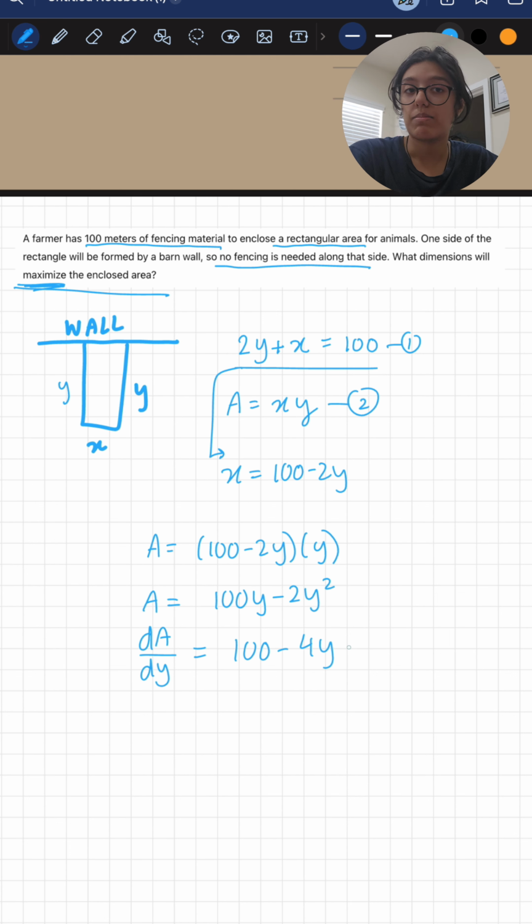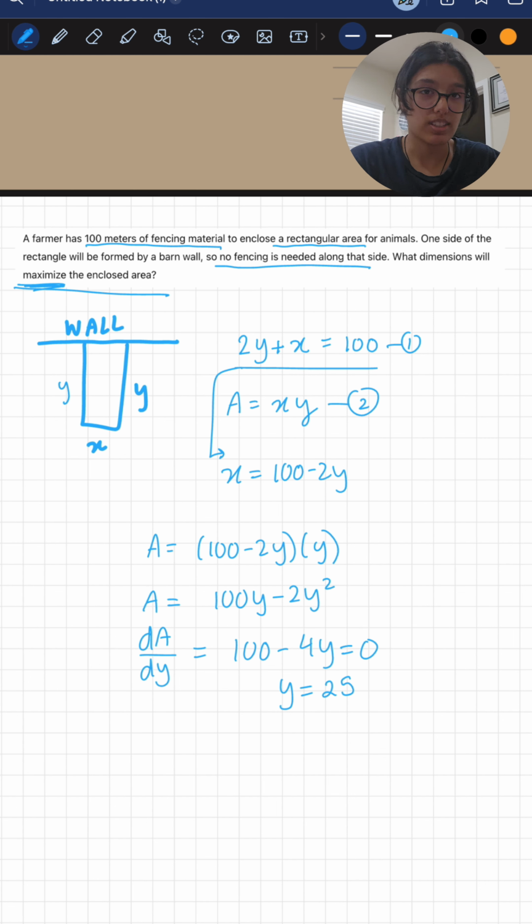In order to find the maximum value, we have to find the critical points first. We can only do that by setting the first derivative equal to 0. So we set that equal to 0, and we find y is equal to 25. We don't know if this is a maximum value or a minimum value, because a critical point can be either a maximum or a minimum. So we have to double check that.